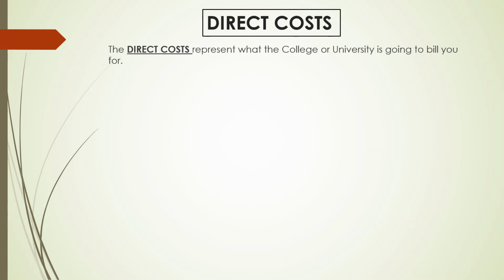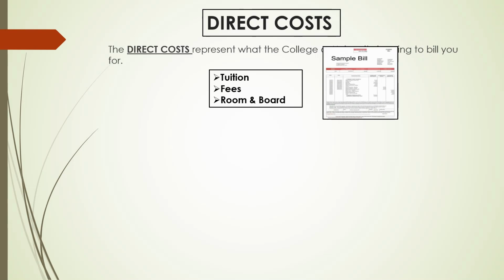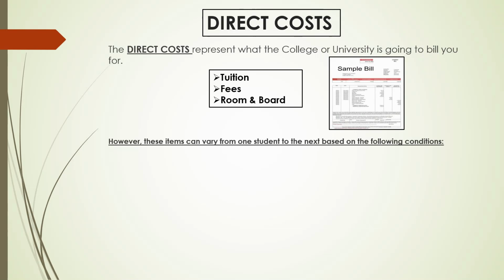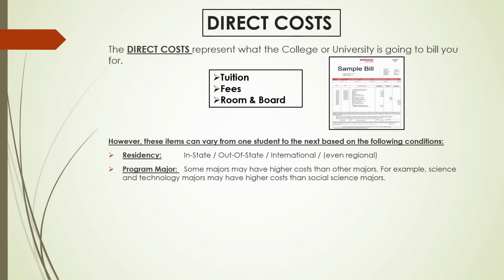The direct costs represent what the college or university is actually going to bill you for. That's going to be your tuition and fees, and your room and board if you're living on campus, and that's what should appear on your bill. However, these items can vary from one student to the next based on a lot of different conditions. One of those would be residency, whether you're an in-state student, an out-of-state student, an international student, and some bordering states may have a regional tuition rate depending on the state and the college that you're attending.